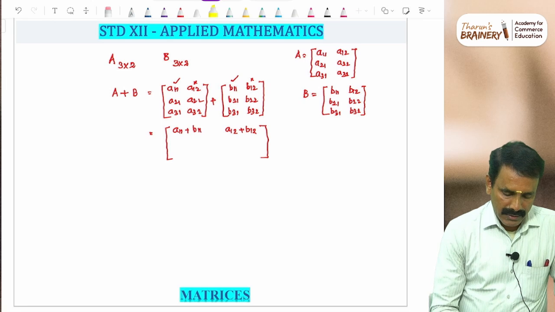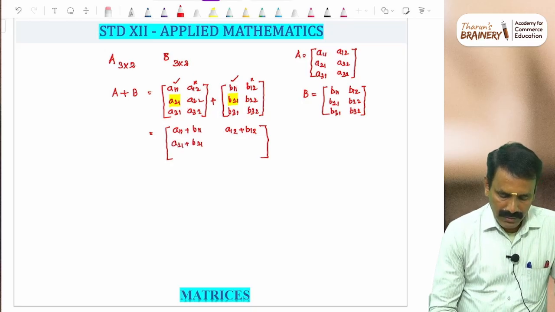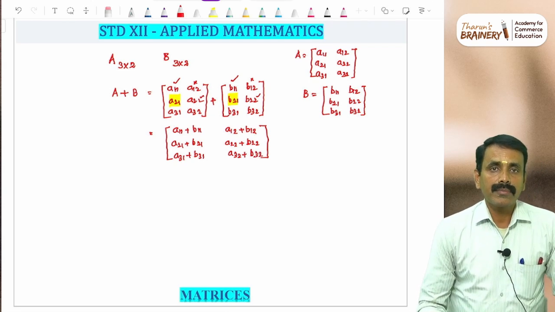Now we are going to add the second row elements. A21 will be added with B21. So, A21 plus B21. Then the second row, second column element will be added: A22 plus B22. Similarly, for the third row, A31 is added with B31, and A32 added with B32. So, this is how we have to add the matrices.